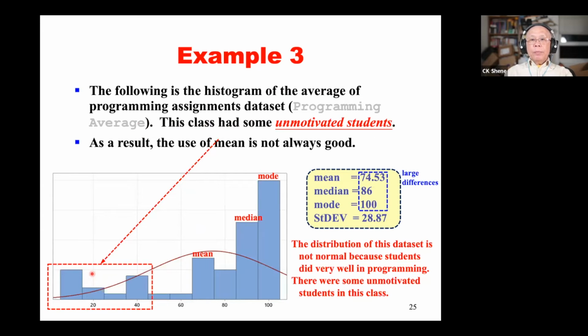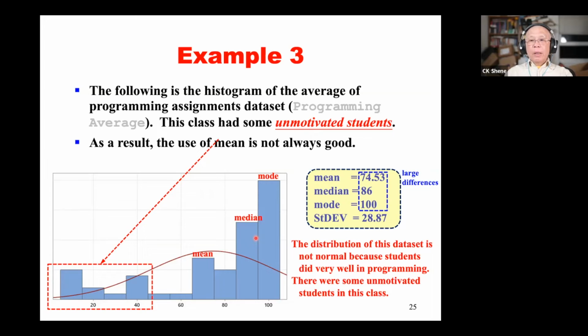Example 3, the programming average score shows you a totally opposite story. This class has some unmotivated students. They did not turn in their program, or they turned in a nonsense program and so on. So look at it. The mean value is 74, and the median is 80. The mode is 100. So when you look at this class in terms of programming, do you think this class is poor in programming?